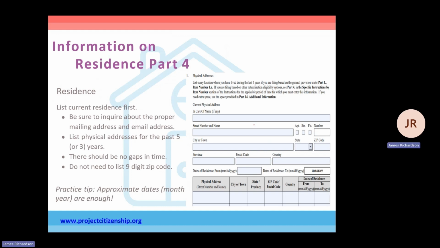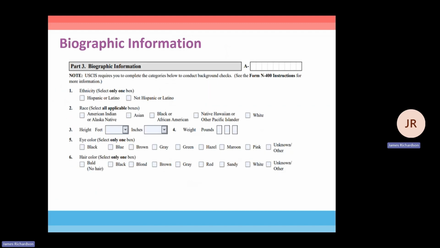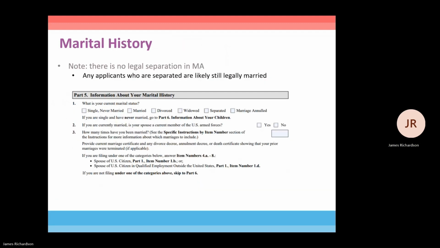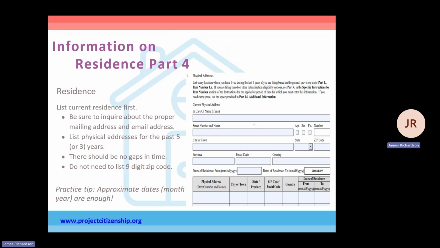You don't need the 9-digit zip code, so just be aware you don't need to list that full 9-digit zip code. Oh, also, approximate dates are usually good enough. So if someone doesn't know the exact day they moved, that's fine. We can just put May 2024, whatever it happens to be.